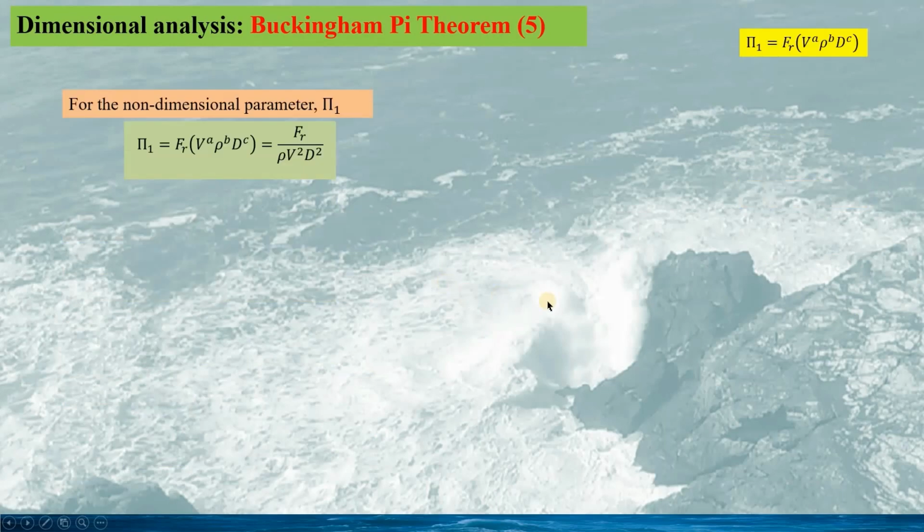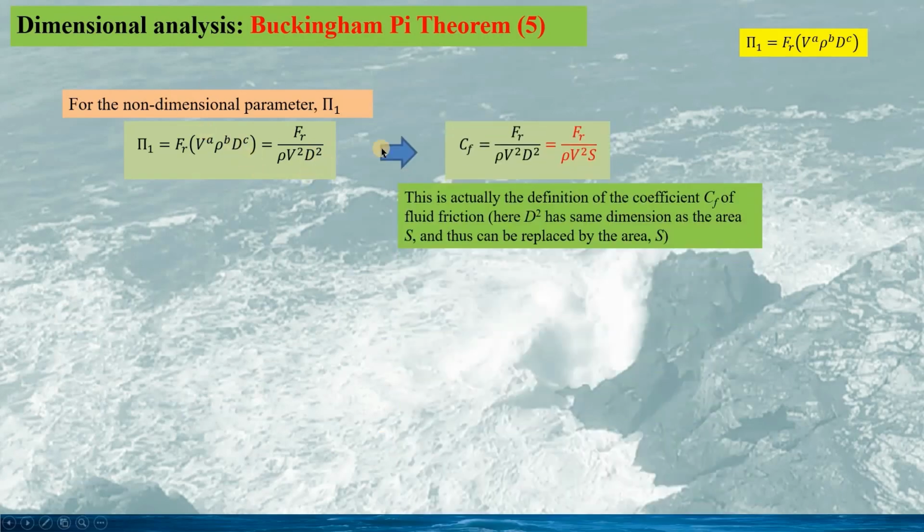Following the same methodology, we can obtain the first non-dimensional parameter pi 1 for the fluid friction, and the expression of the non-dimensional parameter pi 1 would be given as this. This is actually the friction coefficient, CF, given as this. And in a general application, d squared here would be replaced using an area S, both d squared and S have the same unit, meter squared.